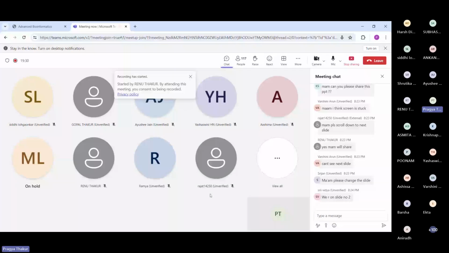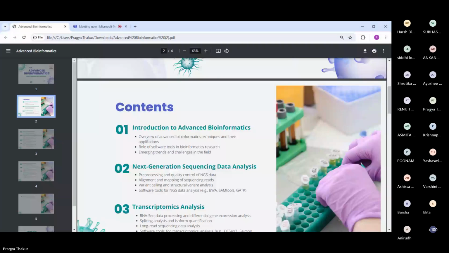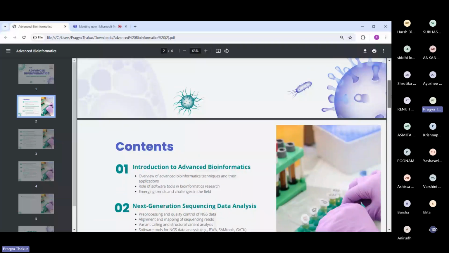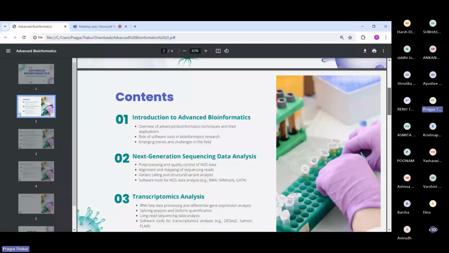So the screen is under sharing. The computer screen is visible, but the presentation is not coming, sir. That application has closed. I'm trying to reshare it, but it means some restrictions are there, I guess.